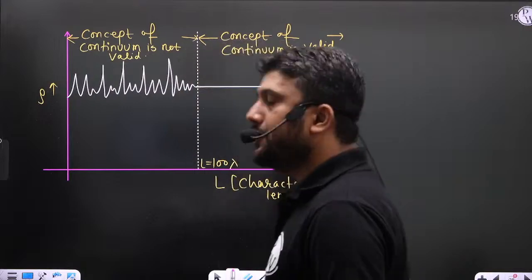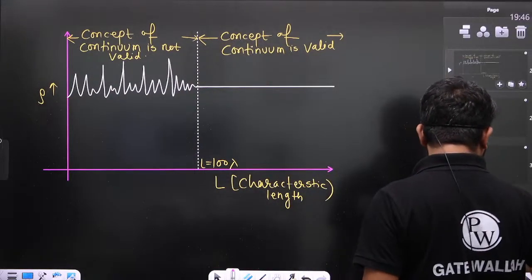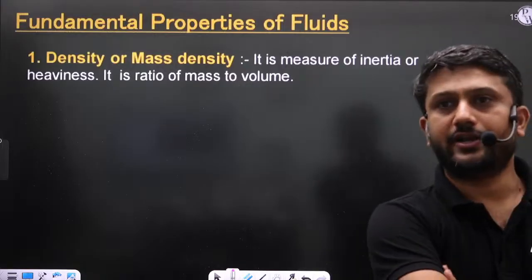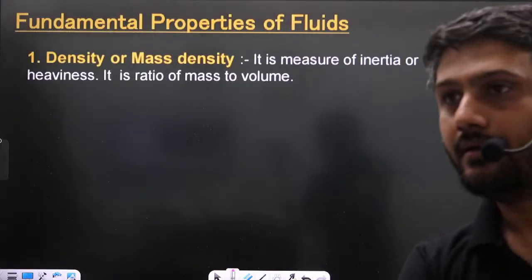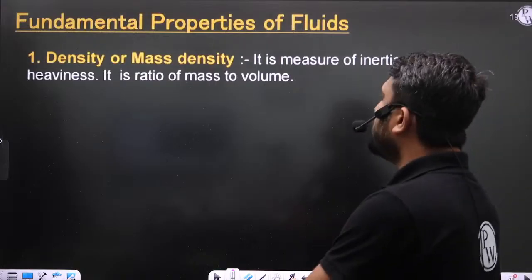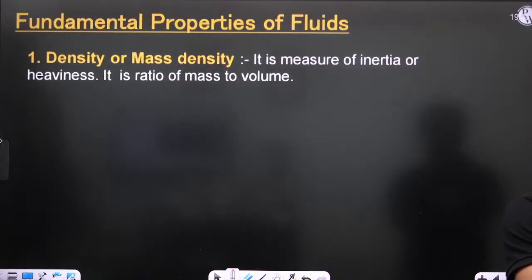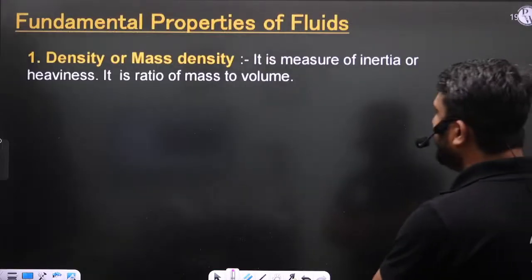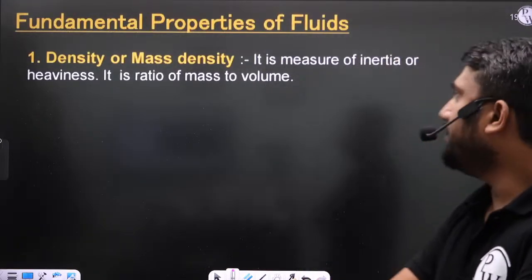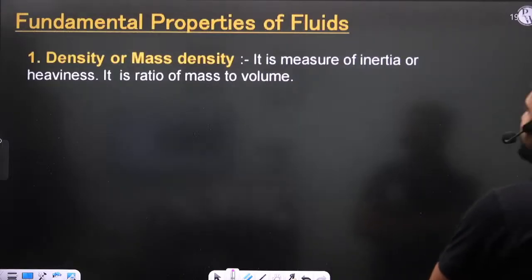Okay. Now come to the next topic, which is the fundamental properties of the fluid. Let's start our discussion on fundamental properties of the fluid. So the first fundamental property is density or mass density.